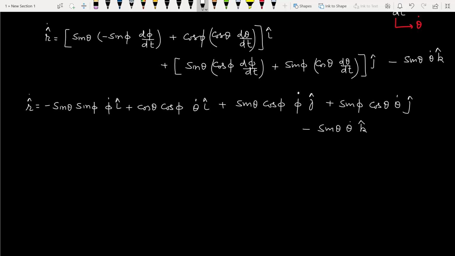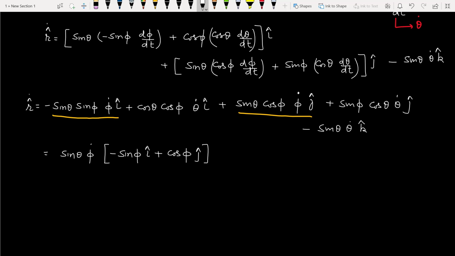Now look at the terms. From these two terms we can take sin theta phi dot common: minus sin phi i cap plus cos phi j cap, and in the rest of the terms take theta dot common: cos theta cos phi i cap plus cos theta sin phi j cap minus sin theta k cap.